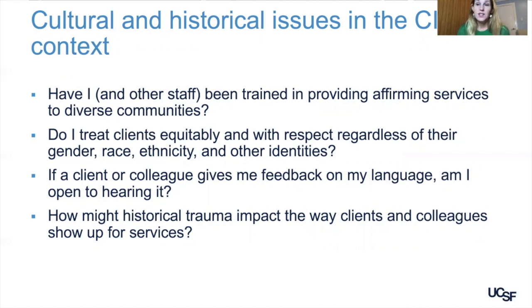And some of these questions are even hard to ask ourselves or answer for ourselves. In the next session, Respecting Context, we'll talk a little bit more about biases, implicit and explicit biases, and what that means and how we can check those biases. If a client or colleague gives me feedback on my language, am I open to hearing it? How might historical trauma impact the way clients and colleagues show up for services, or whether they do what we're asking them to do?